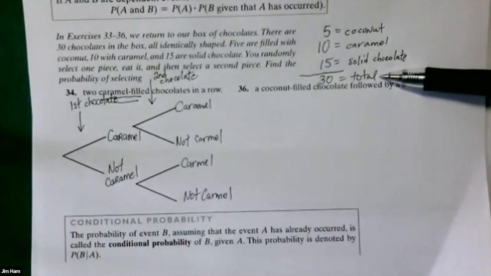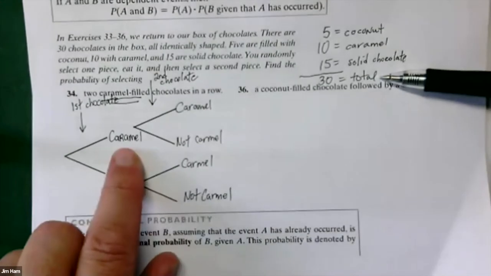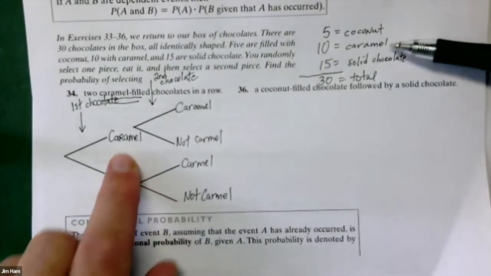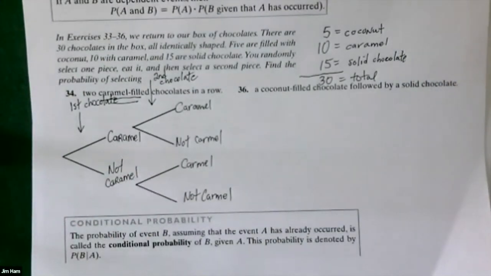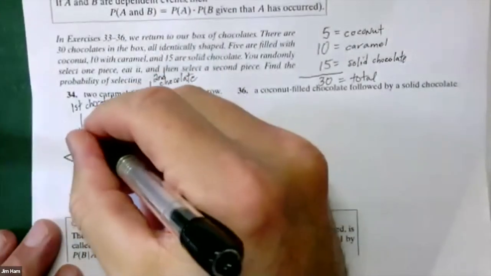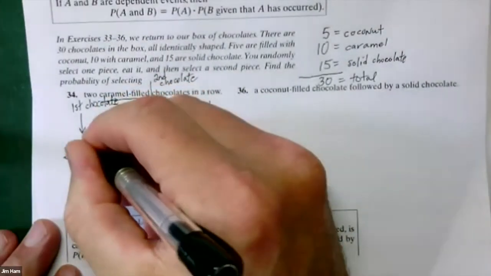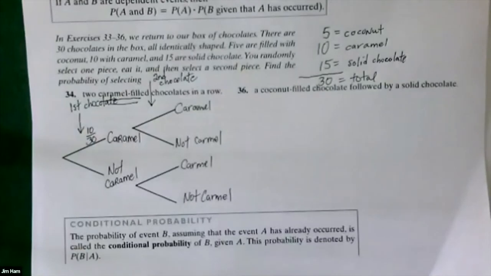It's a fresh box of chocolates. What's the probability of selecting caramels if there are 10 caramels in the box? Okay, very good. There are 10 caramels out of the 30. So the likelihood that we would select a caramel on that first selection is 10 out of 30.